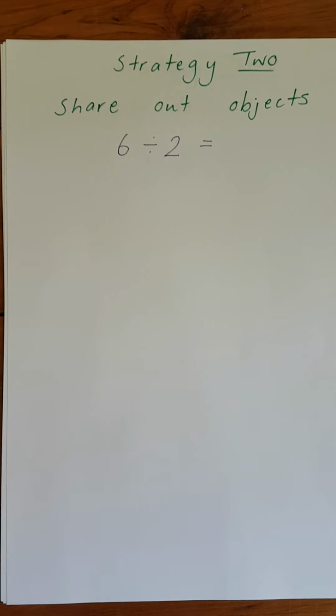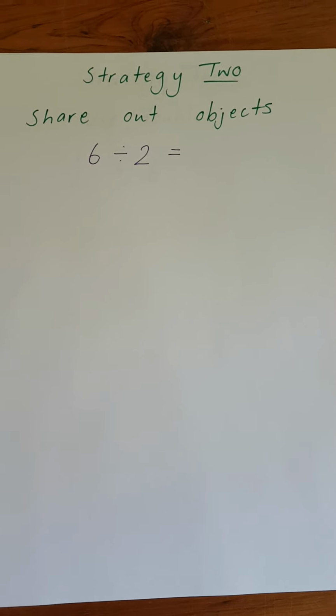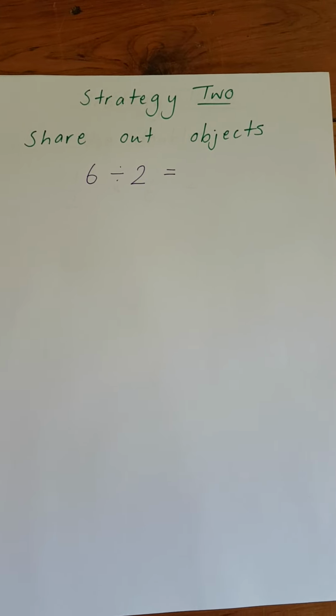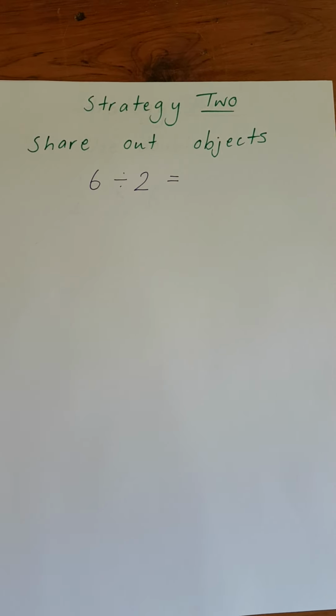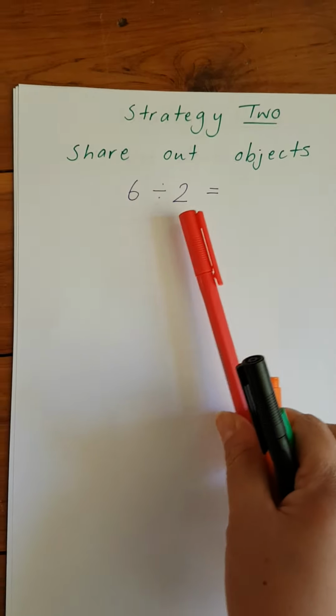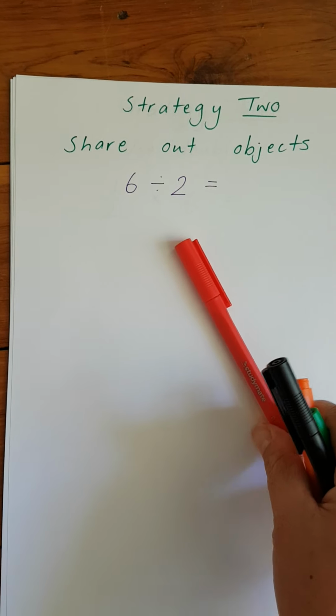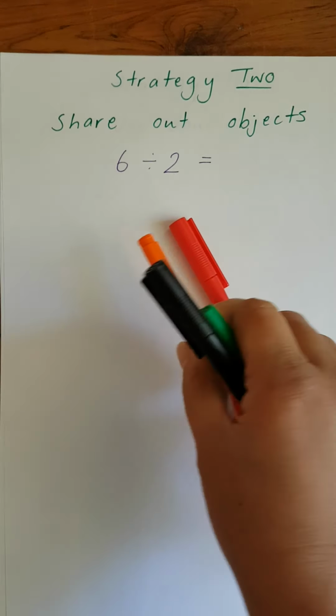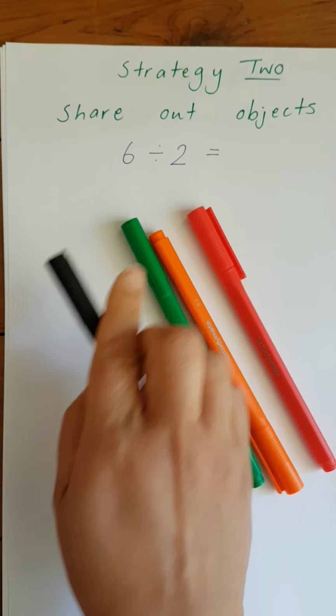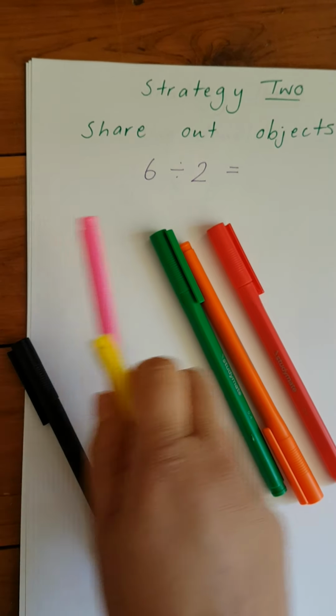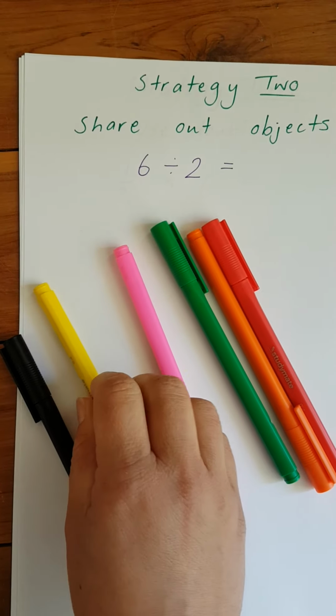Strategy 2 is to share out actual objects, so concrete items that you can touch. So I've got 6 divided by 2 again, so I need 6 objects, and I've got my texters here because that's what I've got at home. 1, 2, 3, 4, 5, 6.